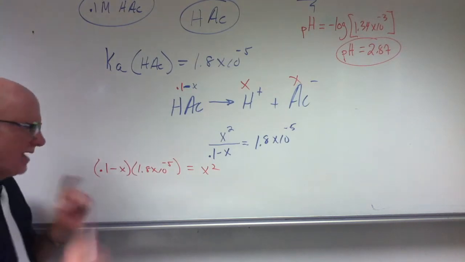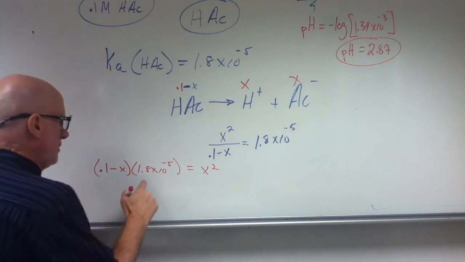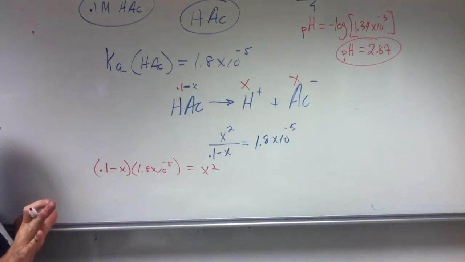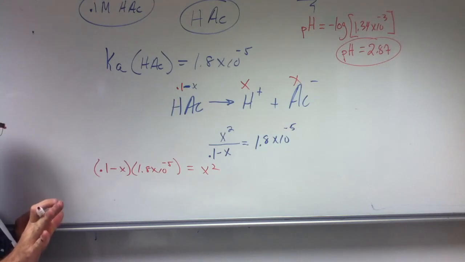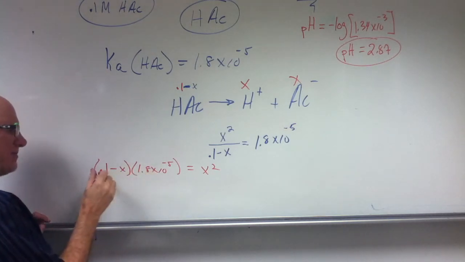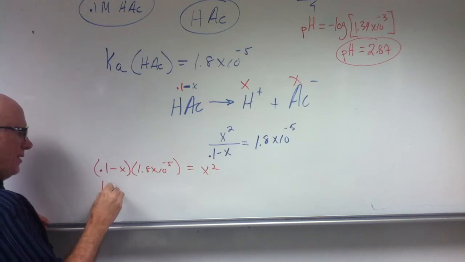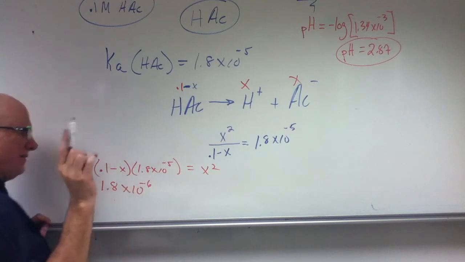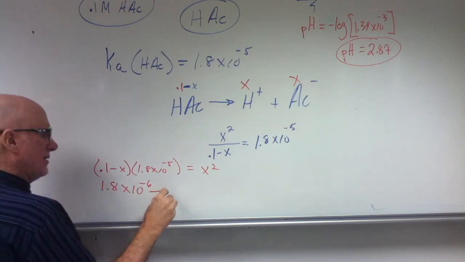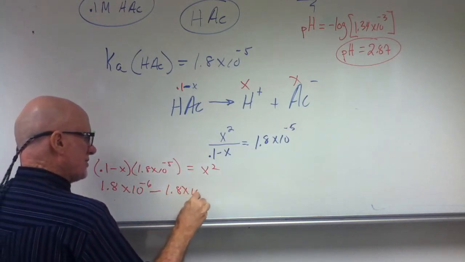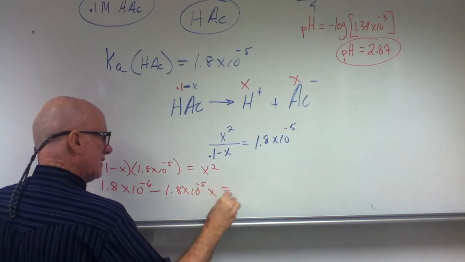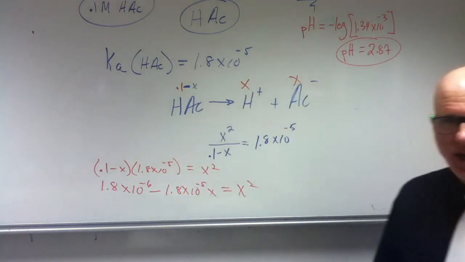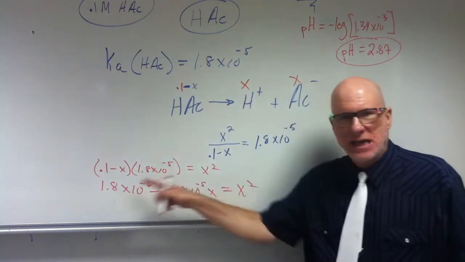Okay, good. Now, wait a minute. Distribute this into here. You all right with that? Can you do that? What's this times 0.1? 1.8 times 10 to the negative 6, right? Minus 1.8 times 10 to the negative fifth x equals x squared. Yes or no? Okay, now, I like the other way. I'm going to bring this on the other side.